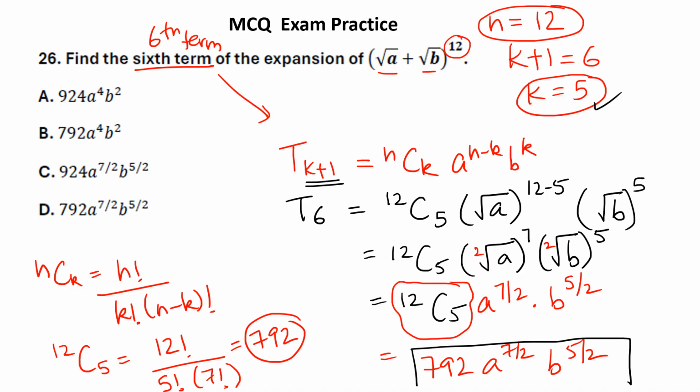Now look at the options A, B, C, D. Tell me which one is correct. This one, no. This one, no, because you have 792. So 792 is in these two. This one has powers 4 and 2, but we need fractions. So the answer is D. This is how you can do the question.